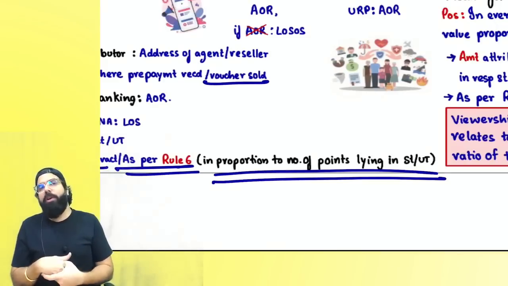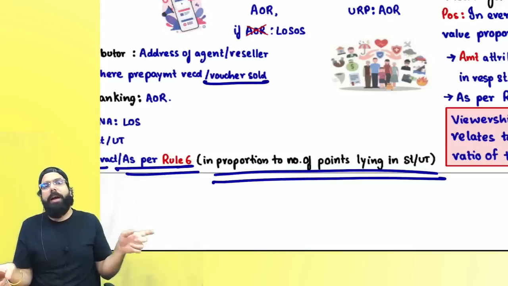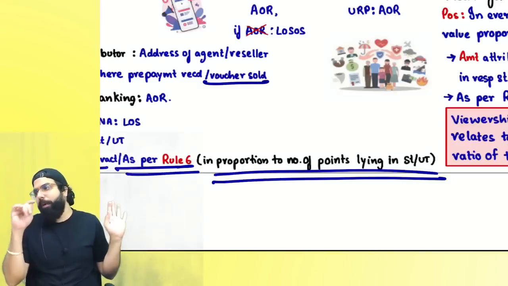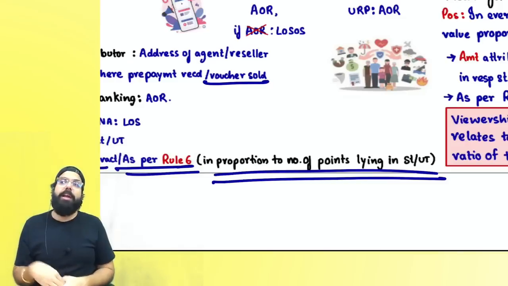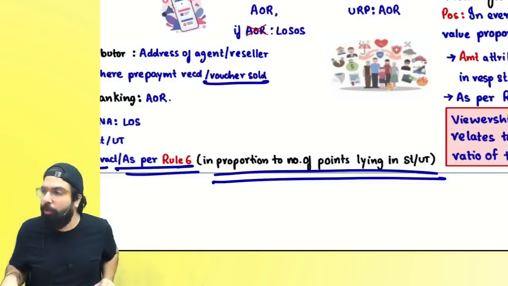Supposing BSNL has given a connection for a circuit which is installed in two states, Karnataka and Delhi. Then 2 points are there. 2 points mean the value shall be apportioned in a 1:1 ratio. If Karnataka has 2 points and Delhi has 1 point, then it has to be apportioned in a 2:1 ratio.